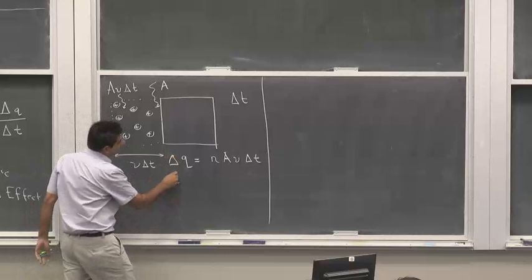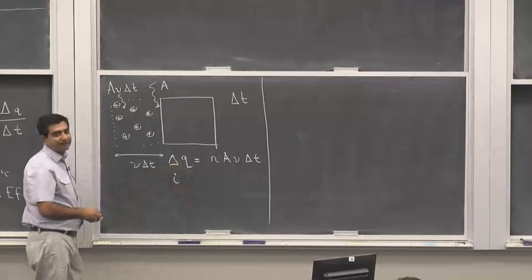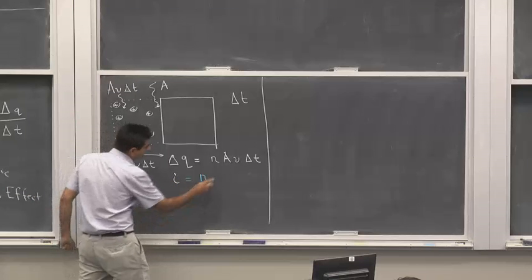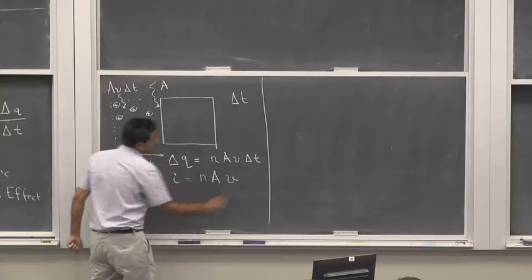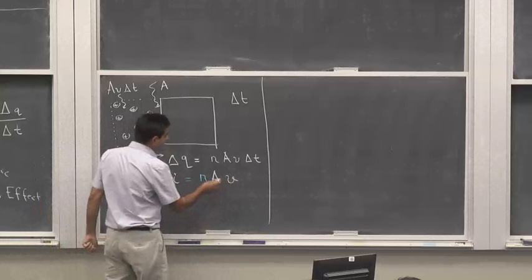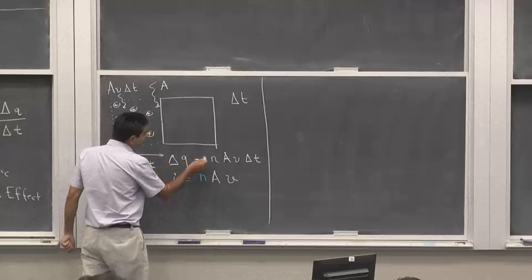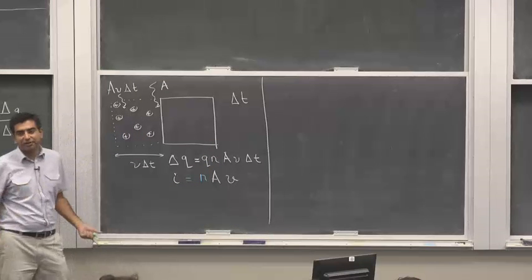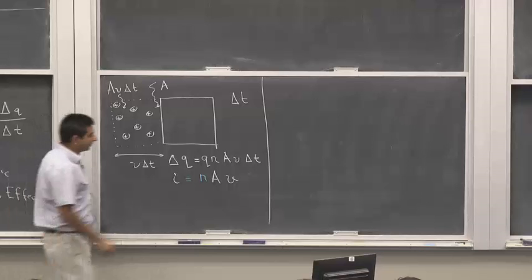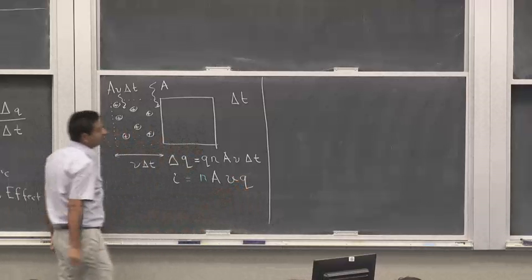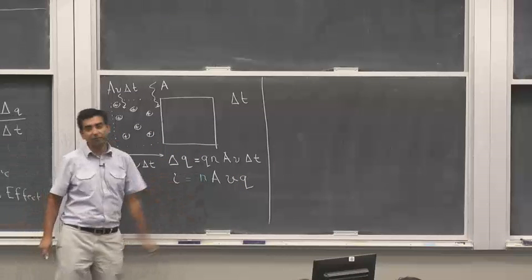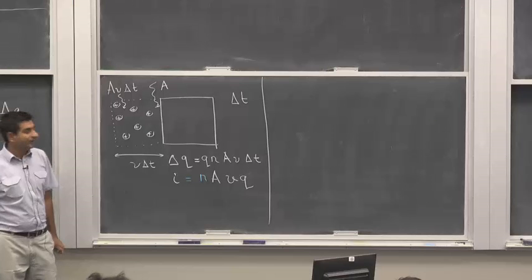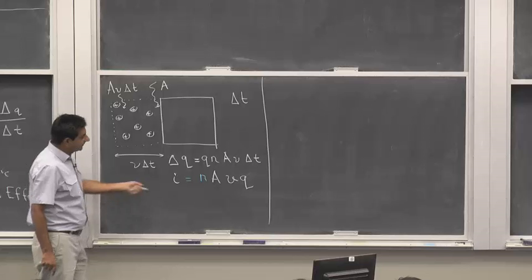So current is simply this charge divided by delta t. It's simply going to be equal to n A v multiplied by the charge on each charge carrier, Q. Let's call it Q. So this current is n A v Q. Alright. So this is the definition of current.